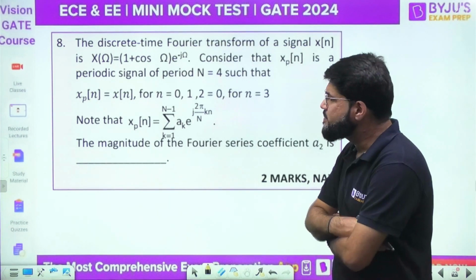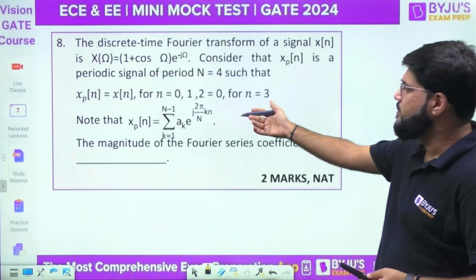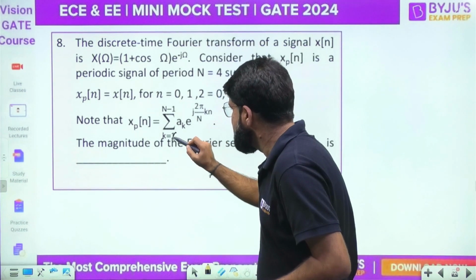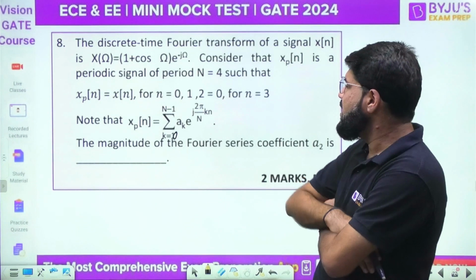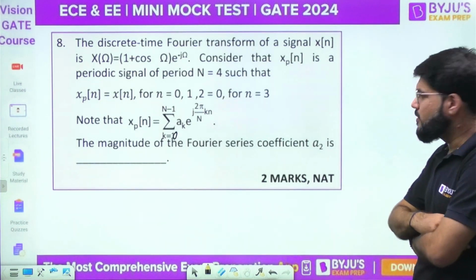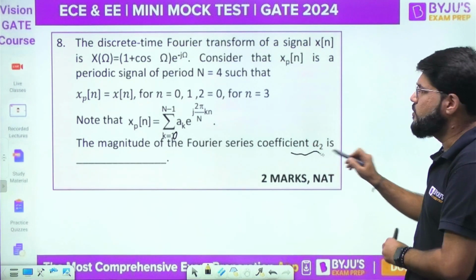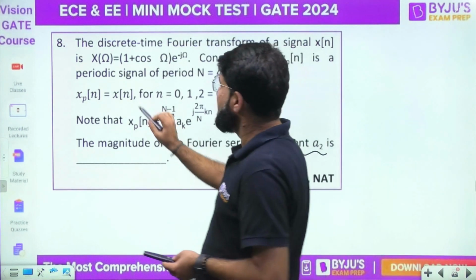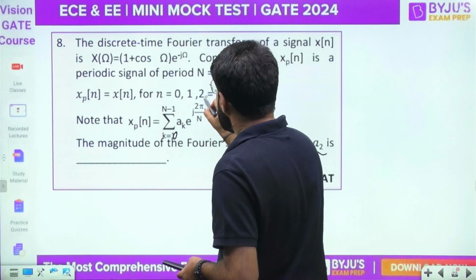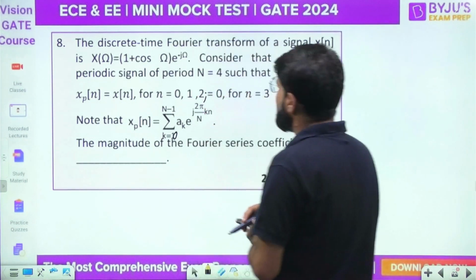Notice that this is a Fourier series formula. So now they want to express x p of n as summation k from 0 to N minus 1 of a k e power j 2 pi by N k n. What is the magnitude of the Fourier series coefficient a 2? Now what is x p of n? It is equal to x of n for n equal to 0, 1, 2 and is 0 for n equal to 3.